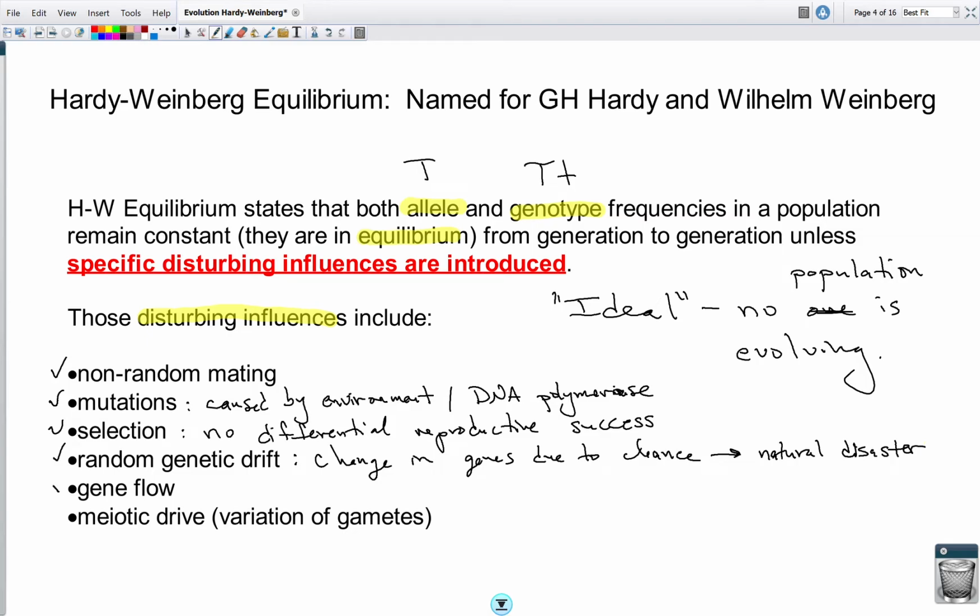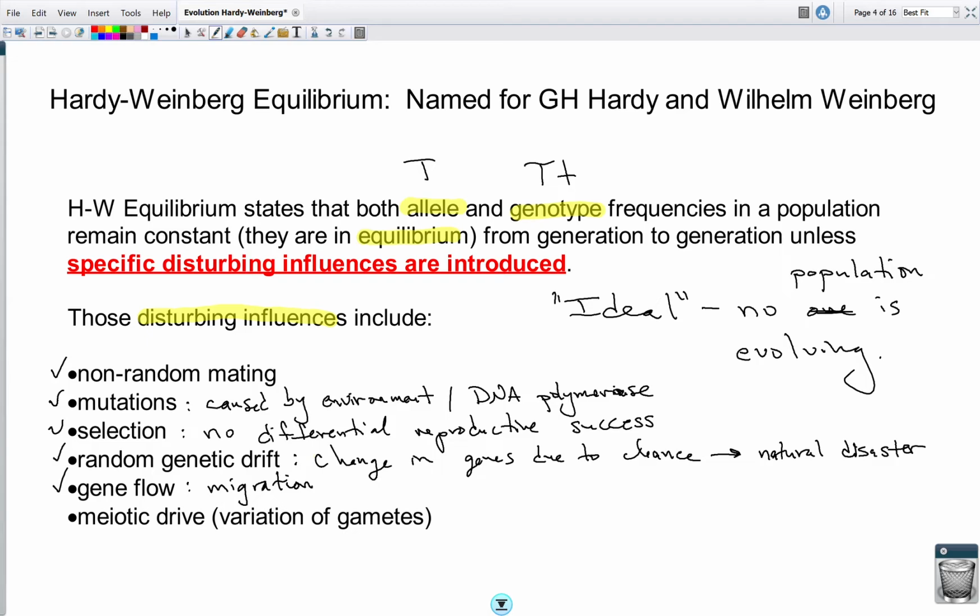Hardy-Weinberg also says there's no gene flow. Gene flow is migration. In other words, everybody stays exactly where they are, and the population is infinitely large and doesn't change. So there's a factor that says you can't move. Big population, stay exactly where you are. That doesn't happen in real life.